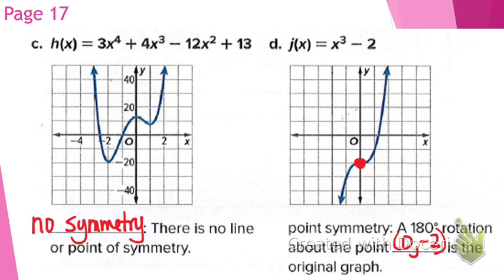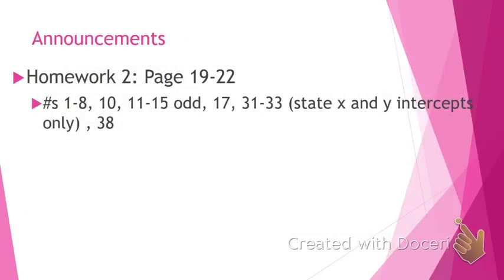Any questions about today's lesson? Okay. So like I said, I did make some revisions to homework 2. I did update Canvas. So this is your new homework 2. I shortened it. For 31 through 33, I only want you to tell me X and Y intercepts.